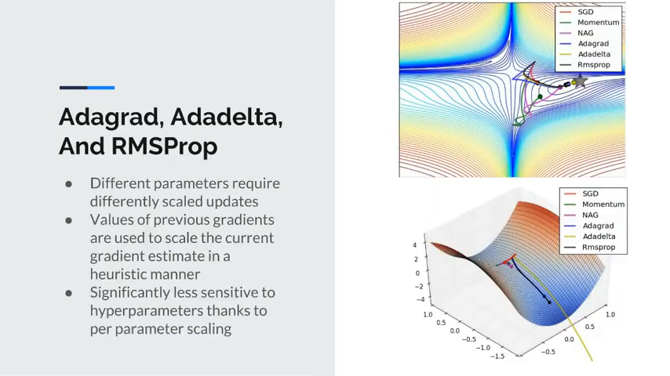Another problem we found with stochastic gradient descent is that it's often difficult to select a global learning rate hyperparameter that's appropriate for all the parameters of your model. We don't want the updates of individual parameters to vary too much. Different parameters require differently scaled updates. Adagrad, Adadelta, and RMSProp all use values of previous gradients, in particular the square of the value of previous gradients, to scale the current gradient estimate in a heuristic manner, and produce optimization methods that are significantly less sensitive to hyperparameters thanks to per-parameter scaling.